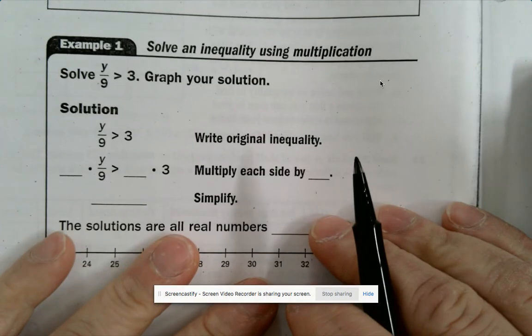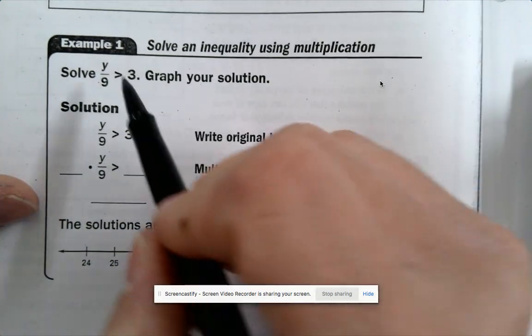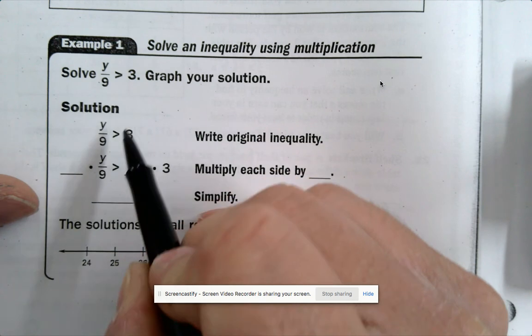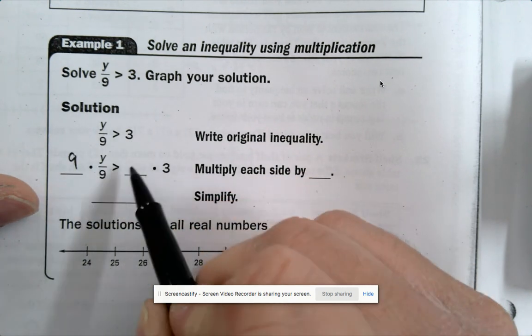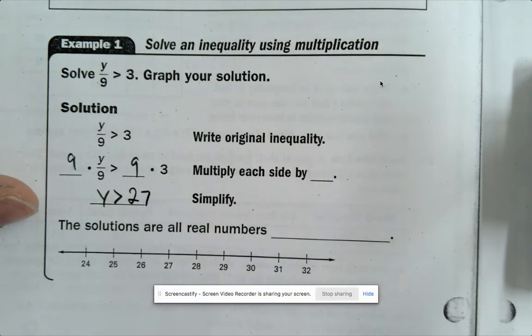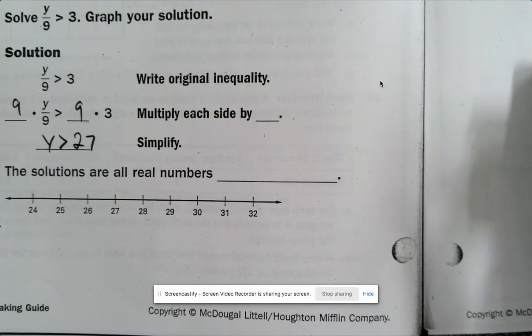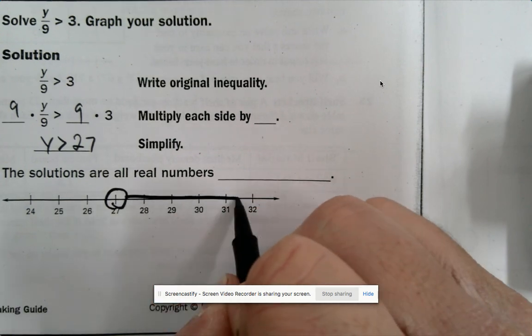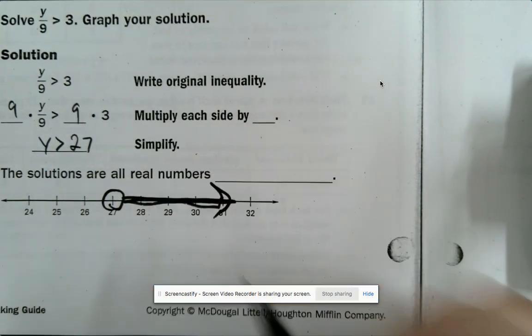So let's do some examples here. y divided by 9 is greater than 3. So I'm just going to multiply each side by 9. I'm left with y is greater than 27. Graph the solutions, easy peasy. 27, open dot, greater that way, right?